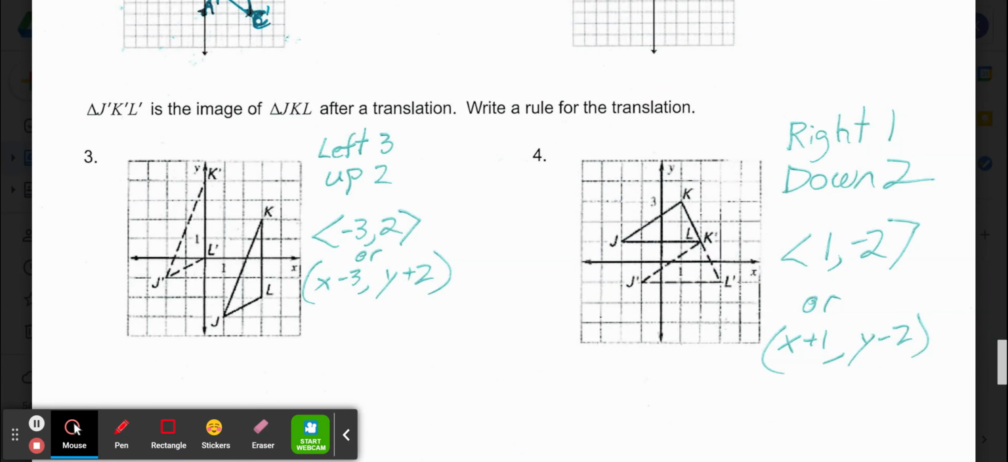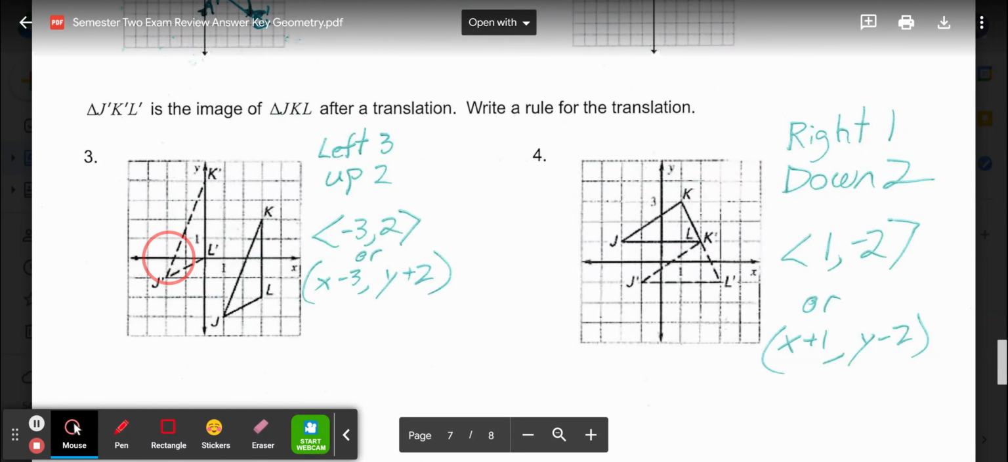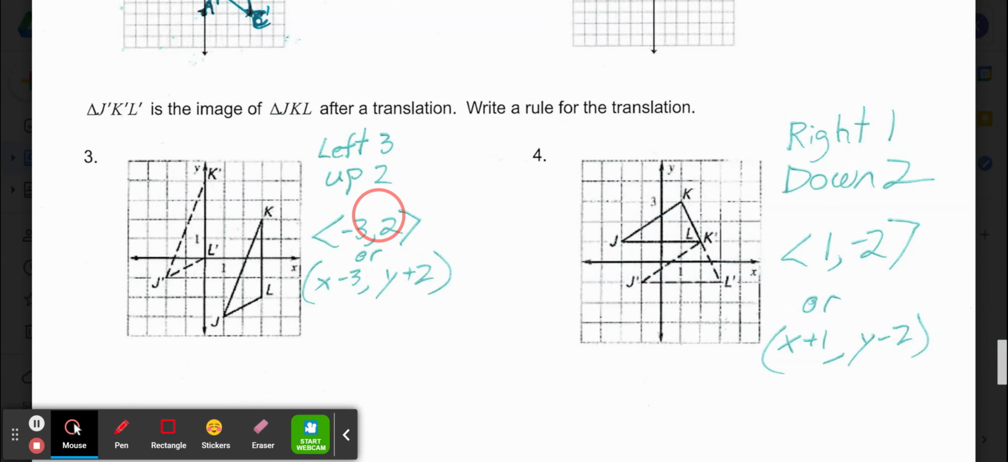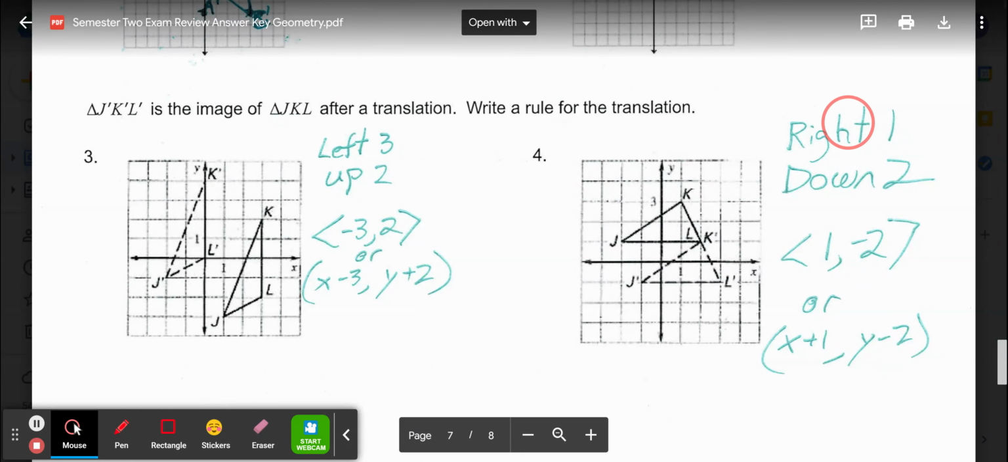3 and 4, they tell us that JKL is the original, J prime, K prime, L prime is the final image. Write the rule for the translation. So in 3, we went left 3, up 2. So we could write that in the arrowed parentheses, negative 3 comma 2, or x minus 3 comma y plus 2. Then in 4, it went right 1 and down 2. So that would be 1 comma negative 2 in the arrowed parentheses, or x plus 1, y minus 2.